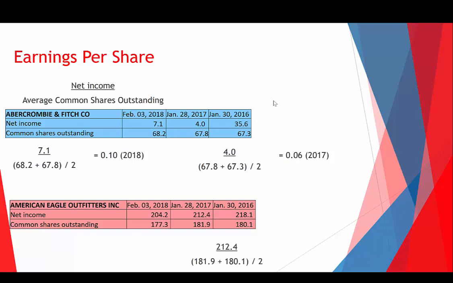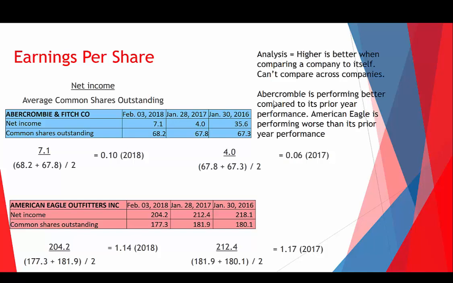American Eagle, if we look at them, has a lot higher net income, 12.4 over 181 shares outstanding, which gives us $1.17. Again, this varies a ton across industries, but that's pretty good, at least relative to Abercrombie and Fitch. And then you can see here in 2018 they're at $1.14, so we do see a decrease. Probably not excited about that. Analysts probably don't like that. Share price goes down, but still better than Abercrombie and Fitch. Yeah, and usually if net income goes down, earnings per share will go down.